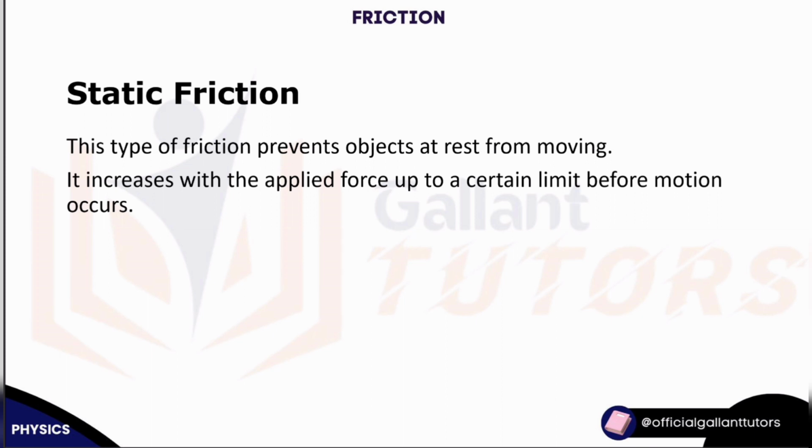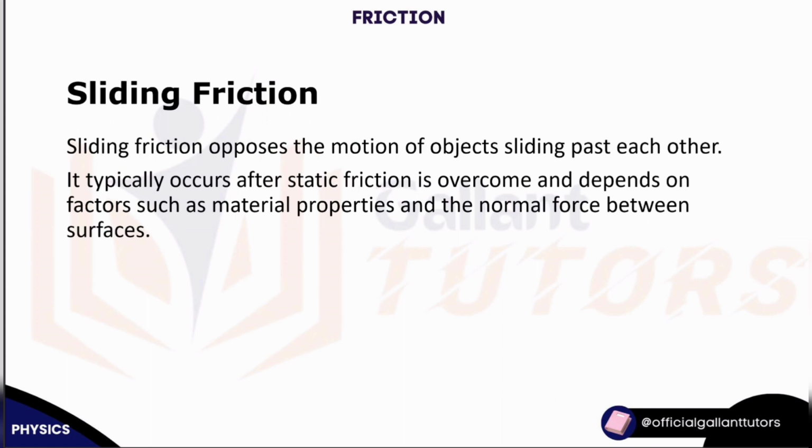The next one is known as sliding friction. From the name, sliding. For the previous one, static means something at rest, so I told you the keyword there is at rest. Now for this one, sliding friction occurs when a particular object moves or slides over another object. So there is actually motion in place.